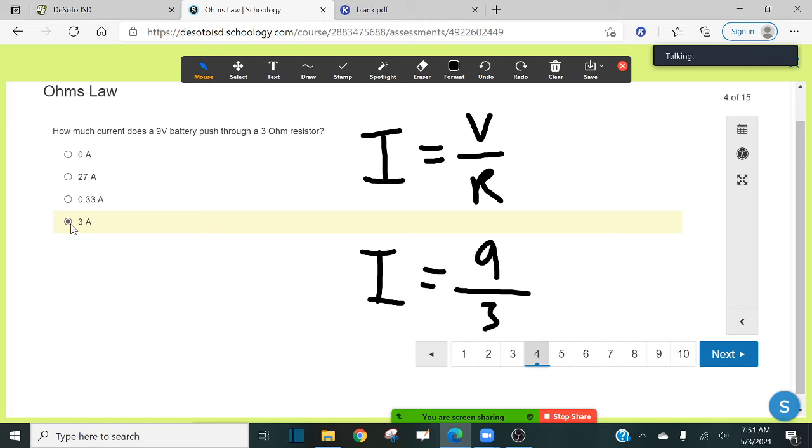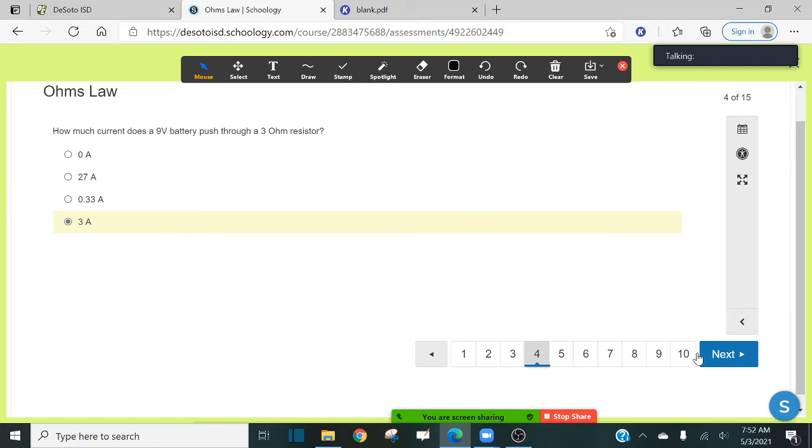So here our current is 3 amps. Okay. Hopefully that makes sense, right? So you have a 9-volt battery, and you have a 3 ohm resistor. So you just do 9 divided by 3 to get 3 amps. Any questions there for me? Anyone? All right, let's keep going.